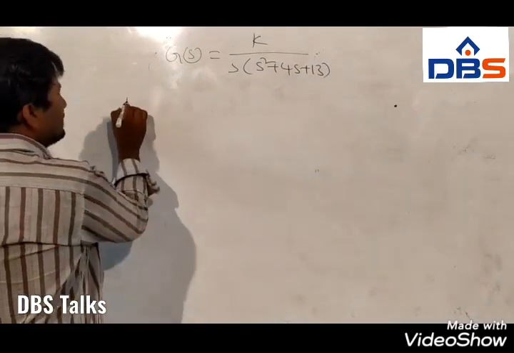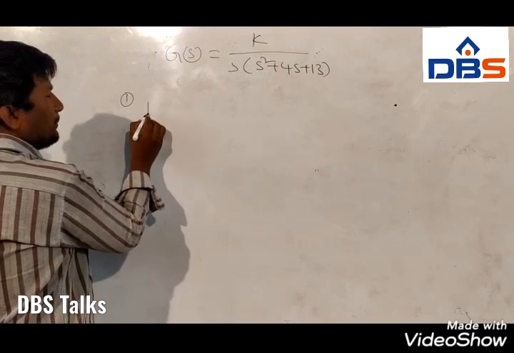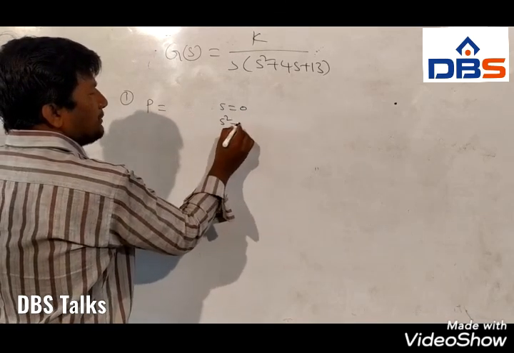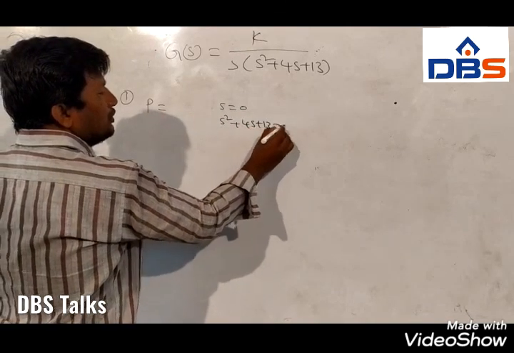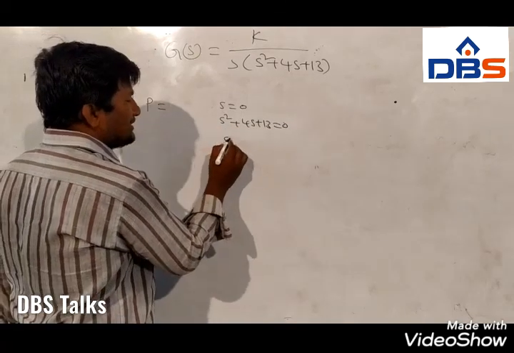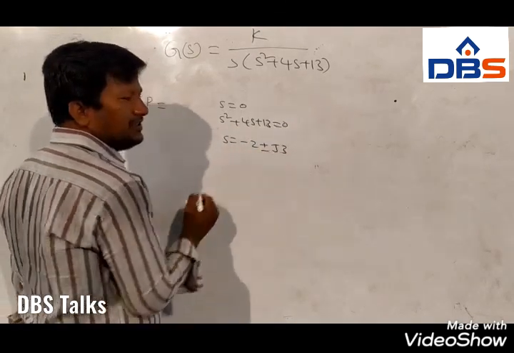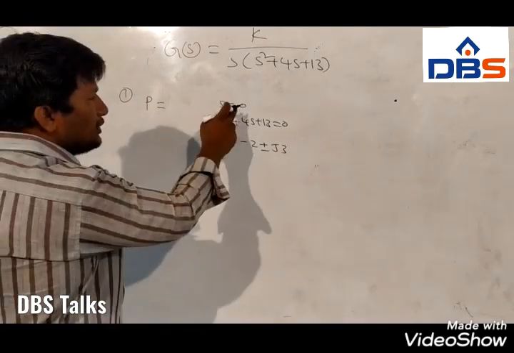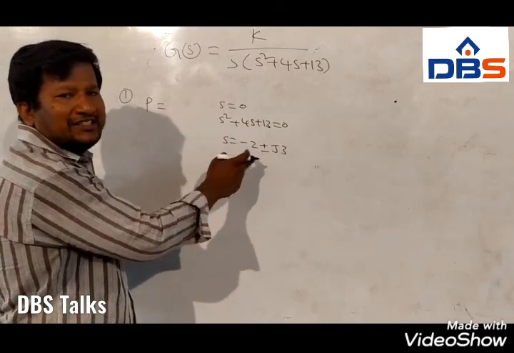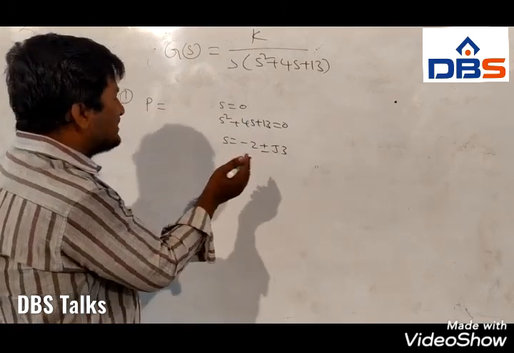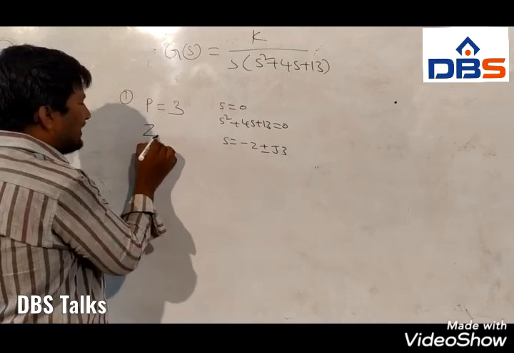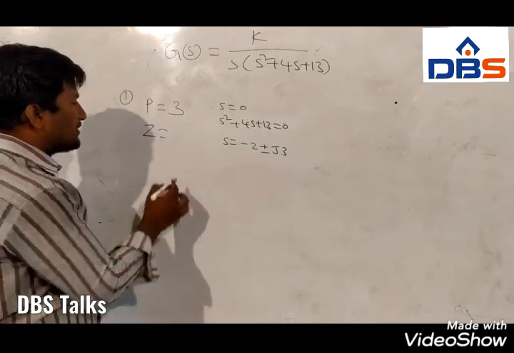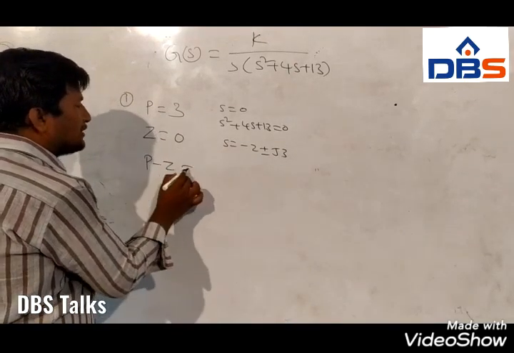So as usual, the first rule is the number of poles. S equal to 0, and S square plus 4S plus 13 equal to 0. Now find the roots of this one. S is equal to minus 2 plus or minus J3. That is minus 2 plus J3, minus 2 minus J3. So S equal to 0, S equal to minus 2 plus J3, S equal to minus 2 minus J3. That is, the number of poles equal to 3. And the number of zeros: there are no zeros in the numerator of the given open loop transfer function, that is 0. So P minus Z equal to 3.